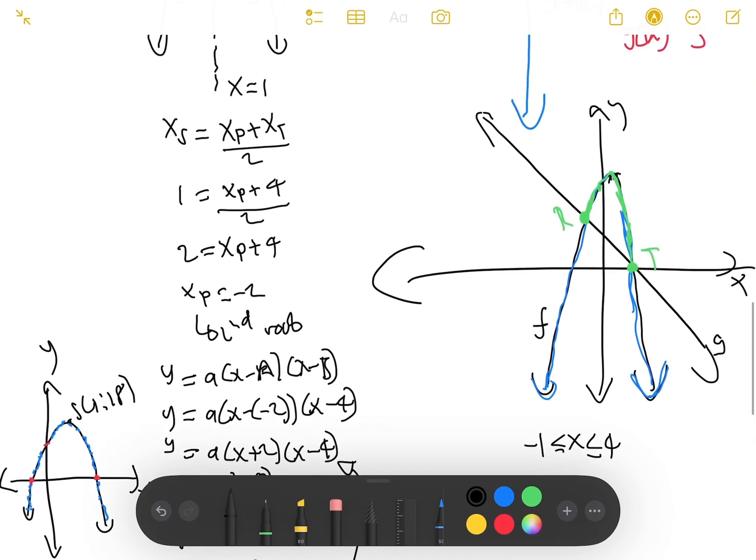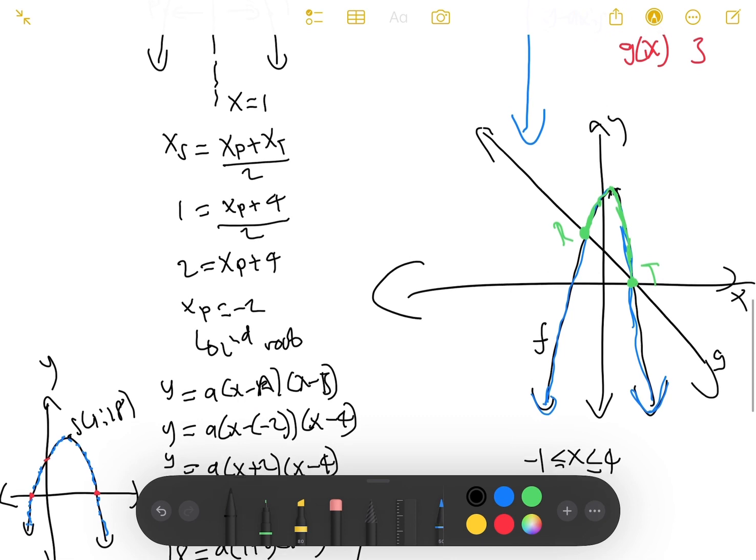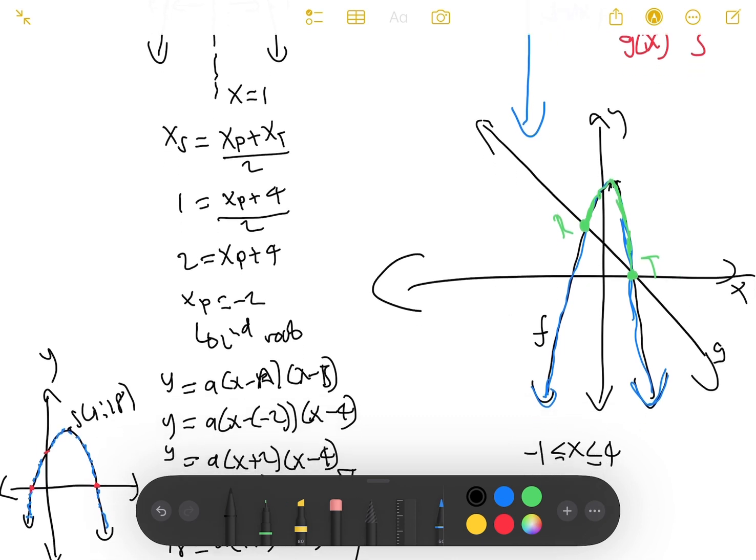So we were given included such that actually these values, they start from point R, right? They start exactly from R all the way to T since it's included.